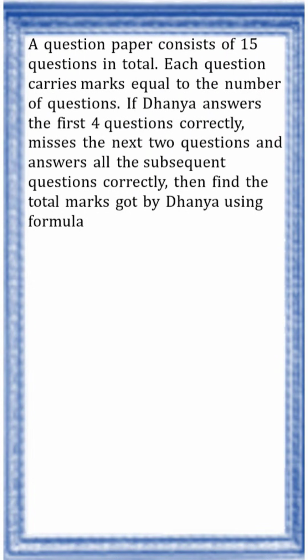Here is a question from arithmetic progression. A question paper consists of 15 questions in total. Each question carries marks equal to the number of questions. If Danya answers the first 4 questions correctly, misses the next 2 questions, and answers all subsequent questions correctly, then find the total marks got by Danya using formula.